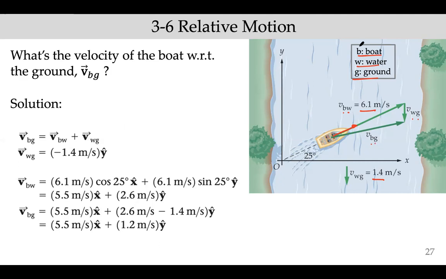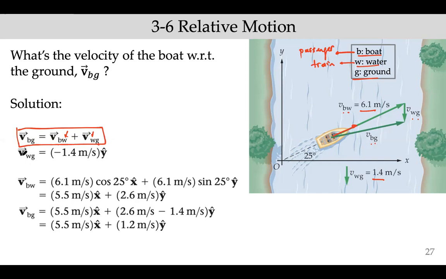If you want to compare this with the previous example with the train and the man, ground is the ground, water would be the train, and the boat would be the passenger. So the same thing. Now, this question asks, what is the velocity of the boat with respect to the ground? So we are, again, going to use this formula. BG, B is here, G is here, and what's between is water.